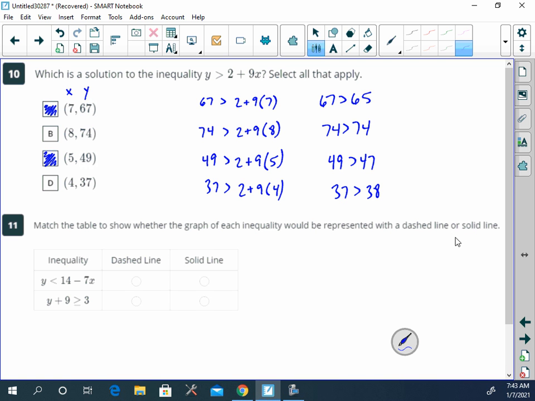Okay, number 11, you don't have to do too much thinking. You just have to know what the inequality pieces are. If it's a dashed line, that would be a greater than or a less than symbol here. So this one's less than, this one's greater than, those would work. Solid line is if we're including it, so it would be the greater than or equal to like this, or the less than or equal to like that. So for the first one here, that one's going to be a dashed line, and this one's going to be a solid line.